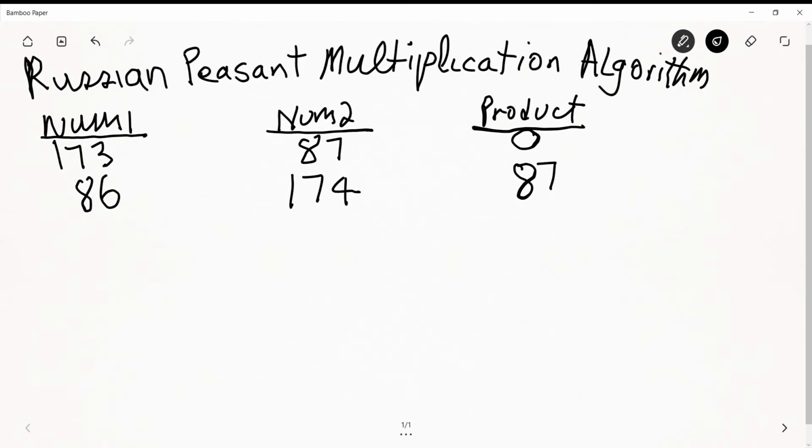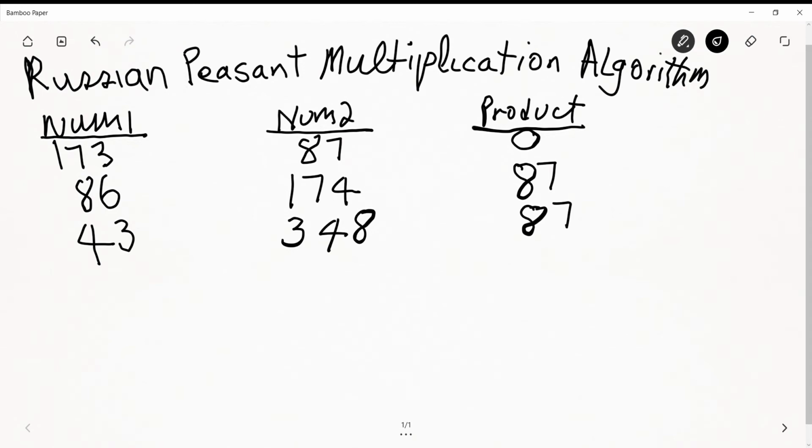Continue. Check the first number, it's 86. Since it's an even number, you leave the product number as it is, so it's now 87. But then you have to divide the first number by 2, and that's going to be 43. You're going to multiply the second number by 2, that's 348. Okay, so far so good. So now we have 43, 348, and 87.